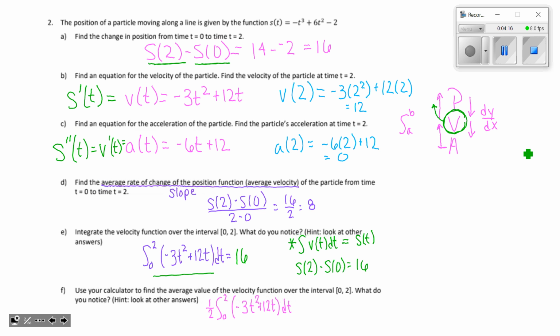Now let's look at F. We're going to use the calculator to find the average value. We had that value already from question E. So now we're going to have 16 over 2, which gives me 8. And what is that? That's the same thing as D. Let's talk about why that's happening. When I take that average value, that is the same thing as the slope between 2 points. So when we integrate, just like I did in the previous problem, I'm going to have s of 2 minus s of 0, but now I have that space of 2. So these are all connected to each other, and we're going to explore that some more in this unit.